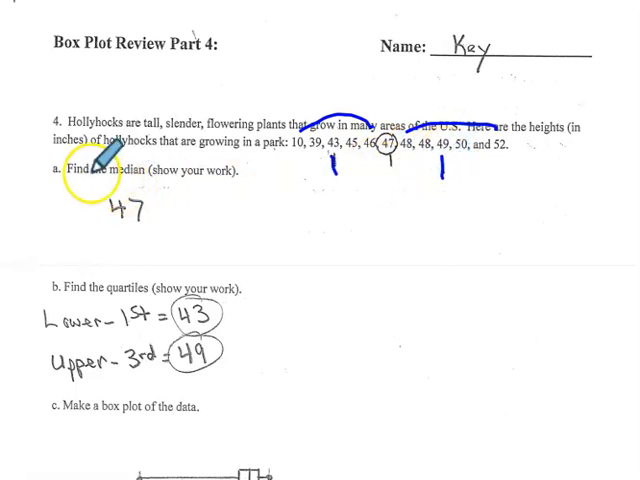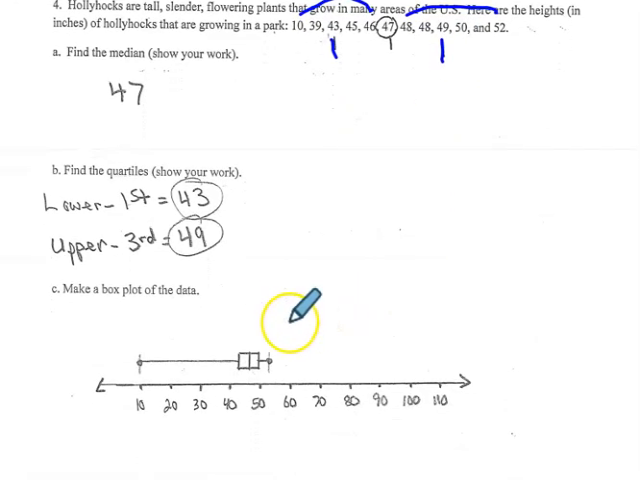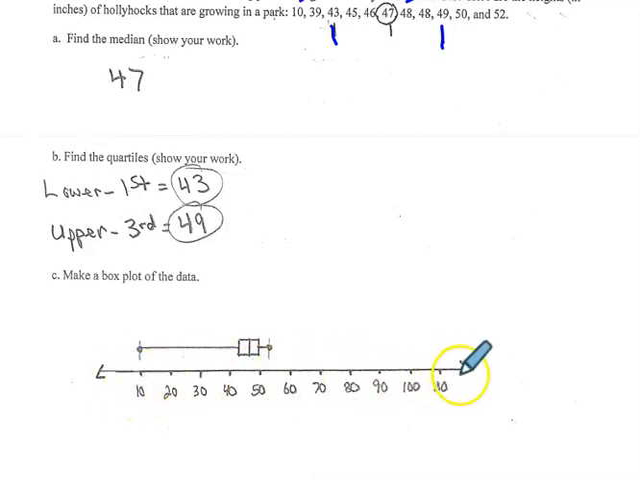I just quickly did this. Find the median, it's 47. Find the lower quartile, it's 43. Find the upper quartile, sometimes called the third quartile, 49. Now, make a box plot. All I did was draw a straight line. I want to make sure I have arrows on it. I just took a ruler and evenly spaced these out. I didn't have to go this high; I probably could have had a much smaller one. I just went 10, 20, 30, 40 and did what I needed to do.